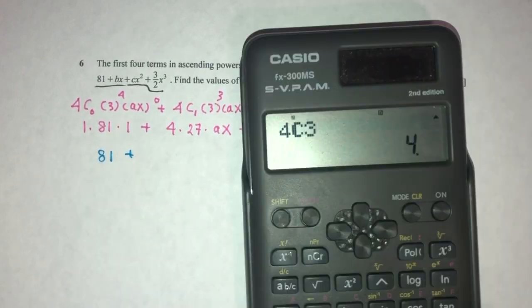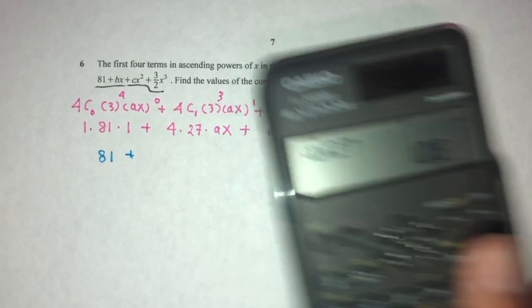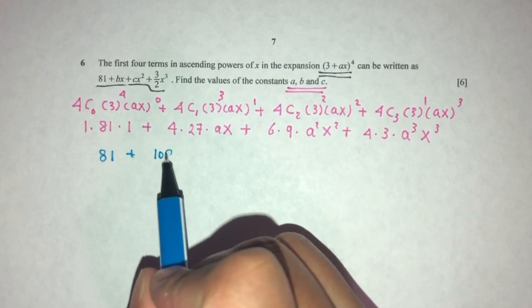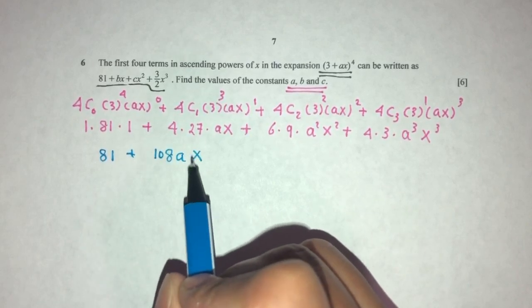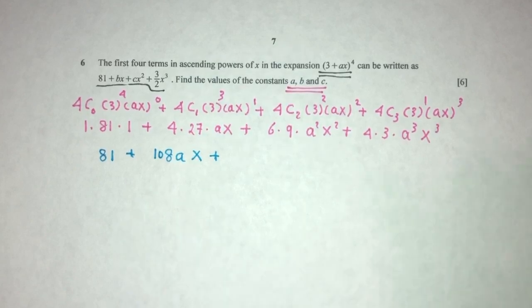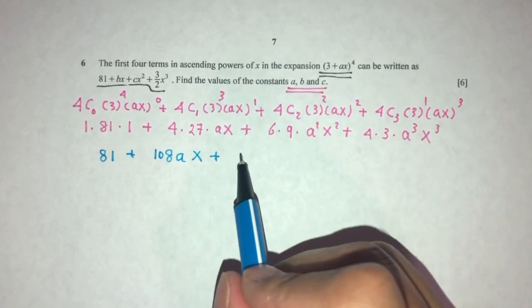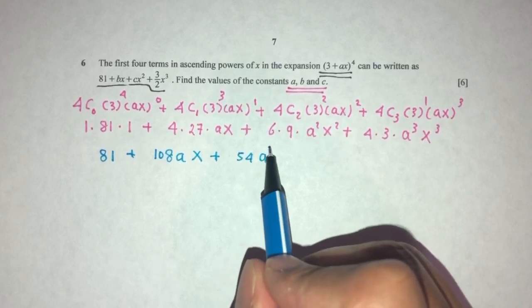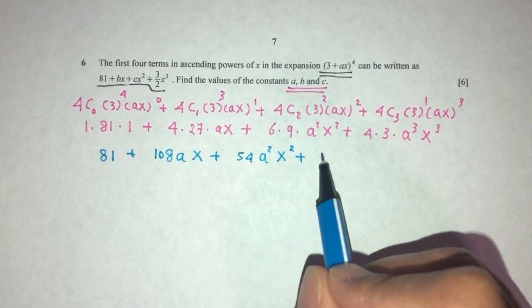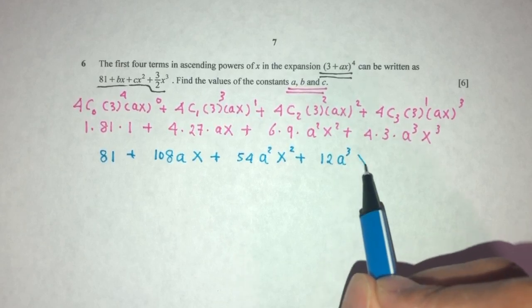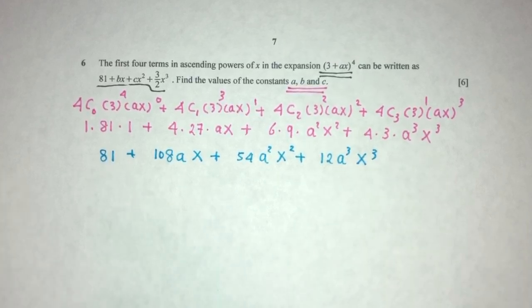Plus, that will be 4 times 27, 108 ax. And then plus, that should become 6 times 9, which will be what? 54, right? Let's check. 54 a squared, x squared, plus 12 a cubed, x cubed. So now we have these 4 terms.